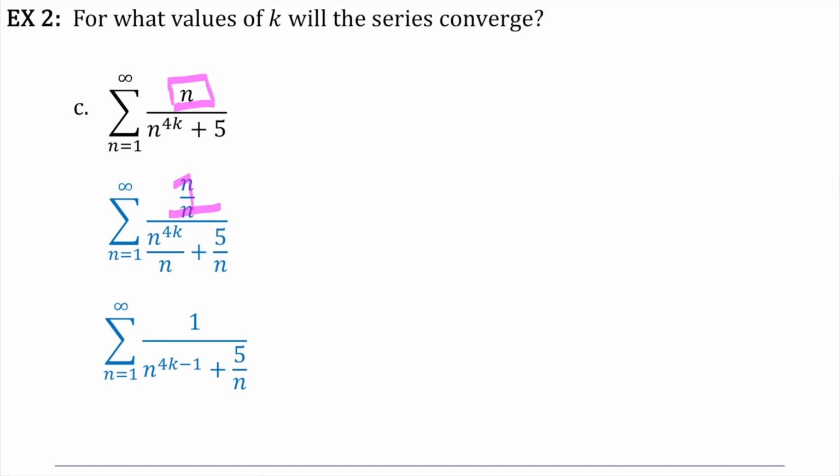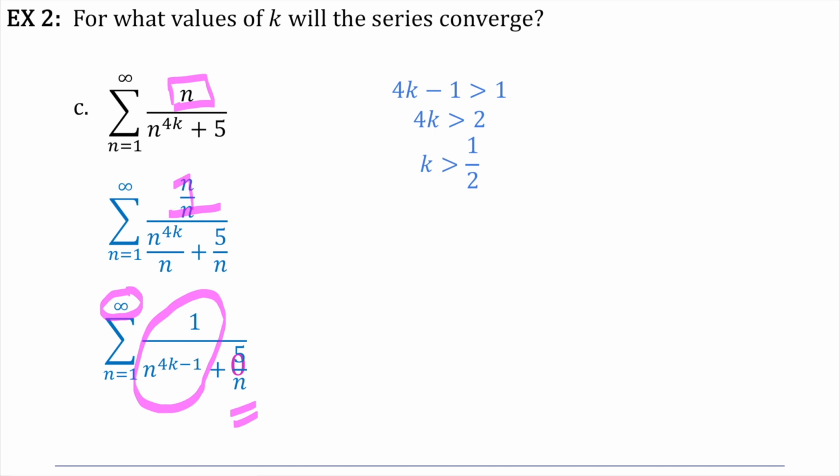And then as n is going to infinity, this 5 over n becomes a 0. And now, look at what we have. Now we have a p-series, and if we want it to converge, then that 4k minus 1 has to be greater than 1. So k would be greater than 1/2.